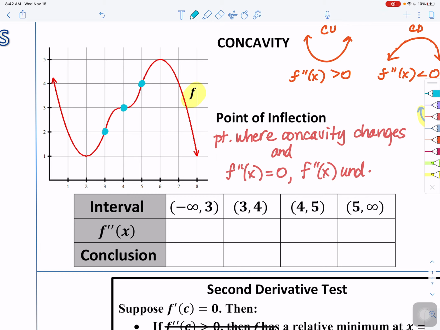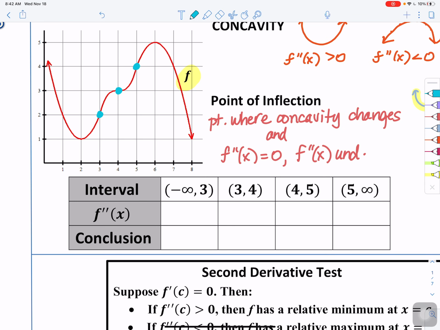So let's go ahead and note that we have this interval from negative infinity going all the way to 3. And we are going to say that the second derivative has to be positive there and that we are concave up. And then from 3 to 4, we are concave down right here. So that second derivative is going to be negative for any point in there that you might find. I'll just get rid of that.